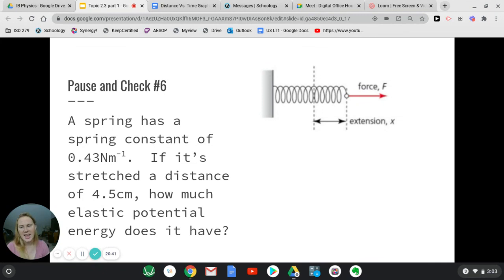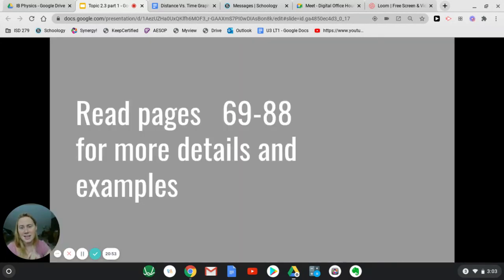But some springs obviously have much bigger stiffnesses than others, and in general, springs can only give you so much when they're by themselves, which is why for most stretchy things that use springs, there's a lot of springs underneath. So this is your 2.3 part 1. If you need more, read pages 69 through 88 for more details and examples on all of this, some more practice problems, and good luck.